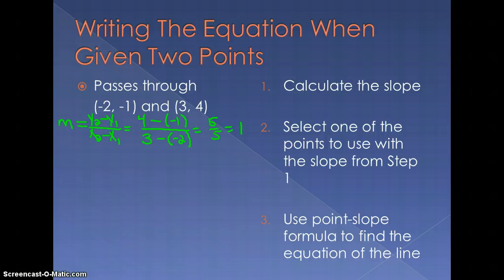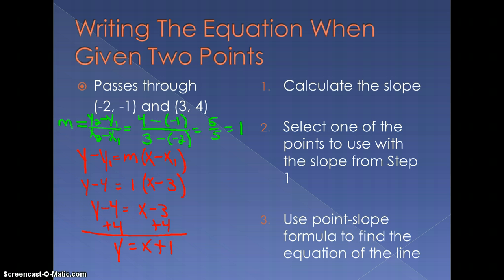I'm going to go ahead with the point-slope formula. y minus y1 equals m times x minus x1. To avoid the negatives, I'm going to go ahead and use (3, 4) here. So I have y minus 4 is equal to 1 times the quantity x minus 3. Multiplying anything by 1 doesn't change the right-hand side. y minus 4 is equal to x minus 3. And the last thing we'd have to do is add 4 to both sides. We get y is equal to x plus 1.